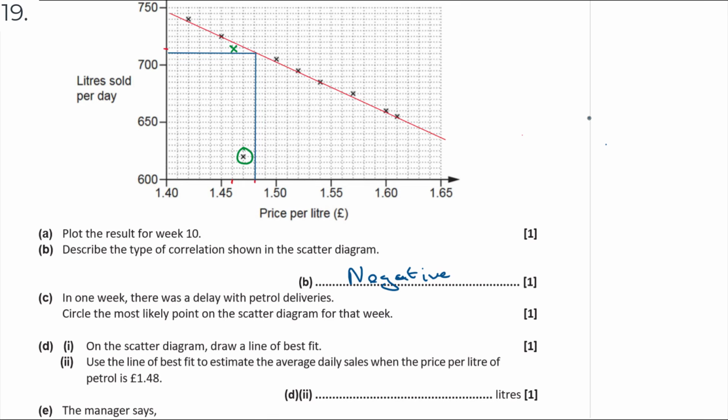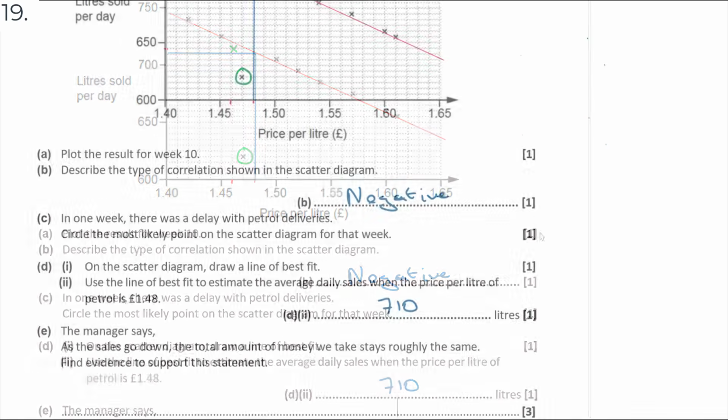So you can see that takes me to 2 divisions above 700, and we already worked out that each one of those divisions was worth 5. So that's going to be 710 then, isn't it? For that one, 710 litres.